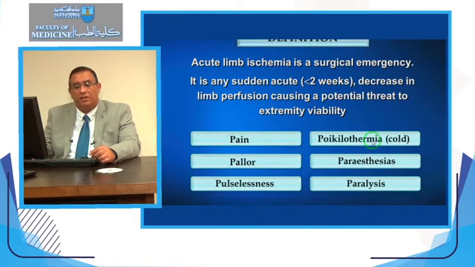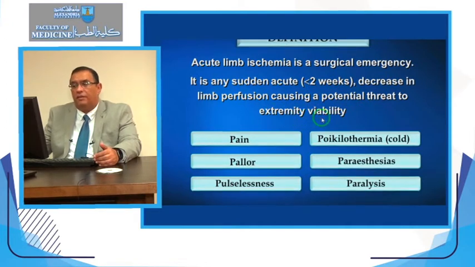What is meant by ischemia? Ischemia means relative diminution of blood supply to an organ. What is acute limb ischemia, which is a surgical emergency? Acute limb ischemia is any sudden acute occlusion or decrease in limb perfusion in less than 2 weeks, causing a potential threat to the extremity viability.